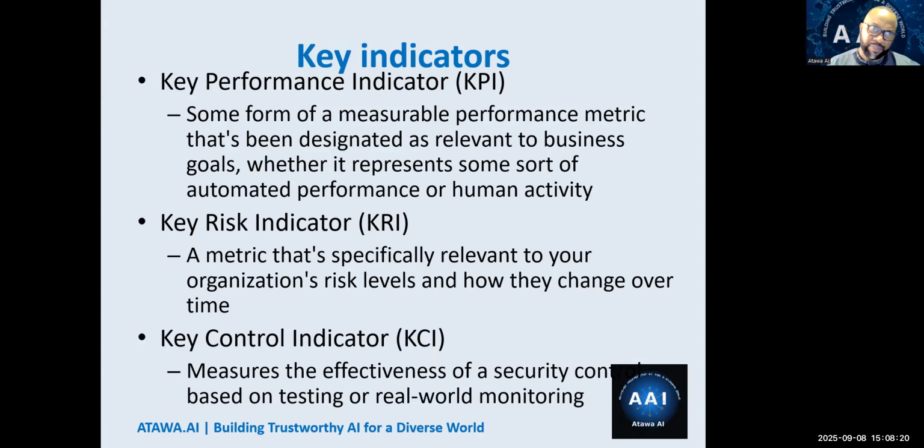You may have encountered KPI, basically key performance indicator. It tells me, if I've designated something that's relevant to my business, how is it performing, right? And then for the key risk indicator, it's self-explanatory, the level of my risk. And then security controls will be my key control indicator, right?